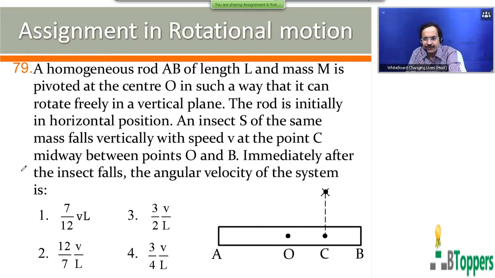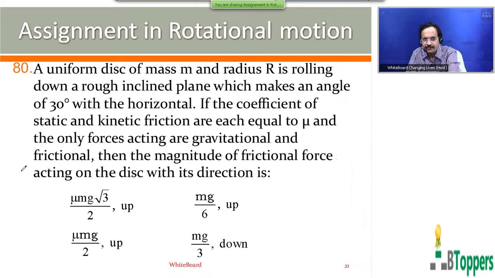So next I am going to show you the next question. Question number 80. A uniform disk of mass m and radius r is rolling down a rough inclined plane, which makes an angle of 30 degrees with the horizontal. The coefficients of static and kinetic friction are each equal to nu, and the only forces acting are gravitational and frictional. The magnitude of frictional force acting on the disk with its direction is. Come on, you can take a pause and try the question.